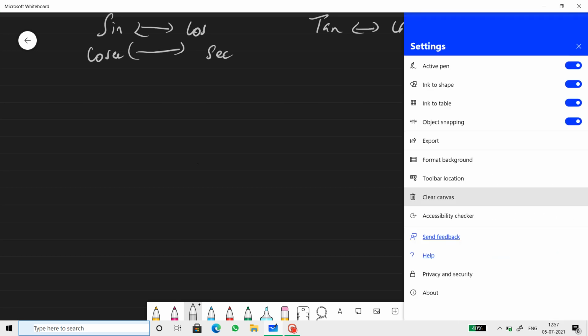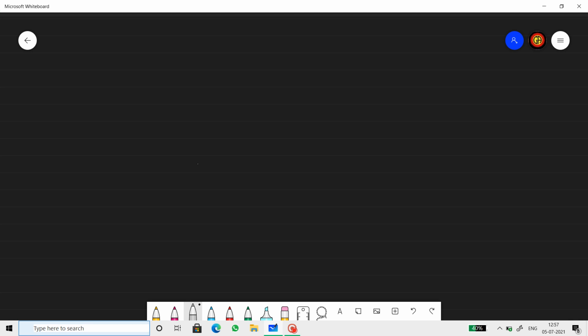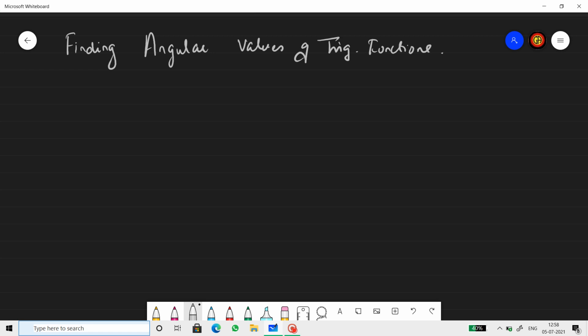So let me discuss these rules once again in short. How do you find angular values of trigonometric functions? Steps to follow. First step, find out which quadrant the given angle lies in.